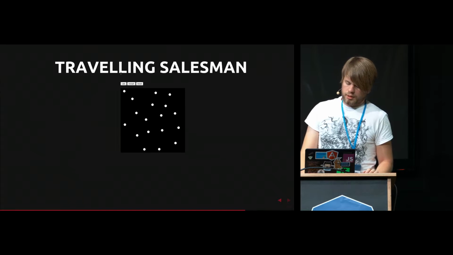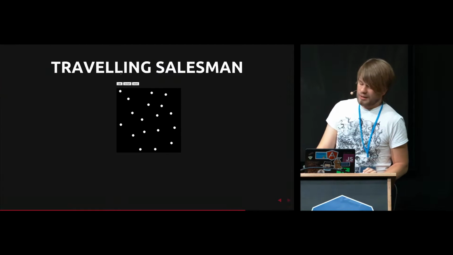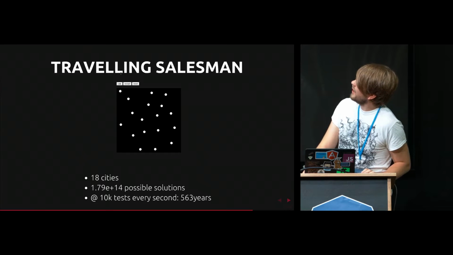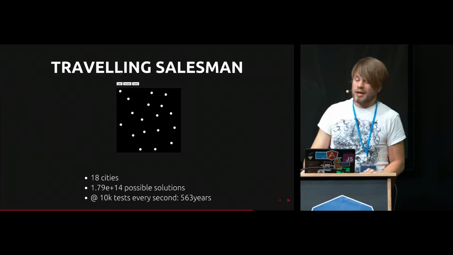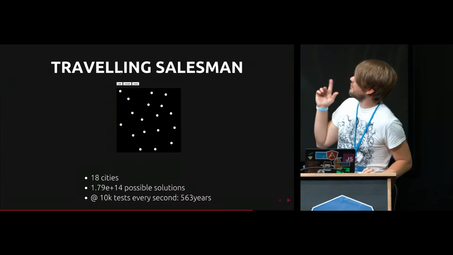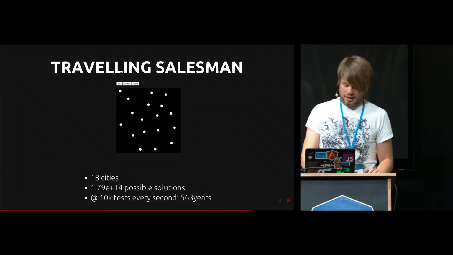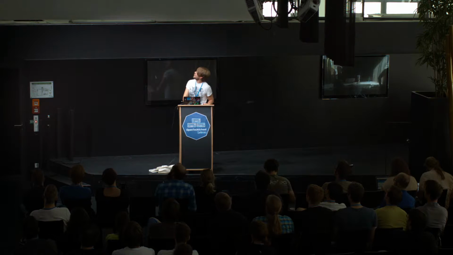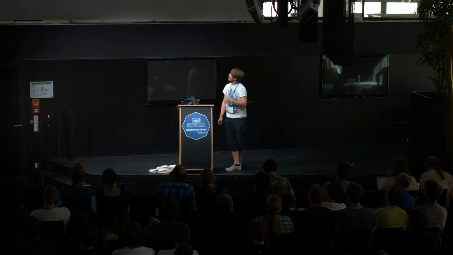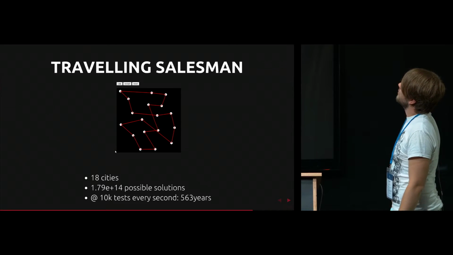I've brought another problem set up. This time it's 18 cities. 18 cities would be 1.8 times 10 to the 14th possible solutions. It's 560 years to try every possible solution. And if I'm running that now, we see that very fast a good solution emerges.